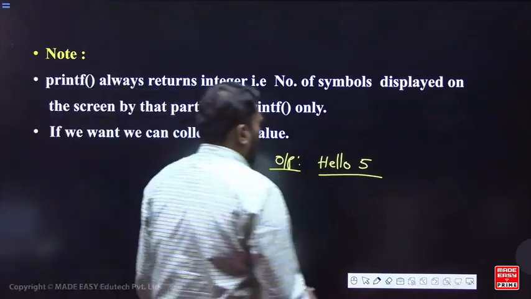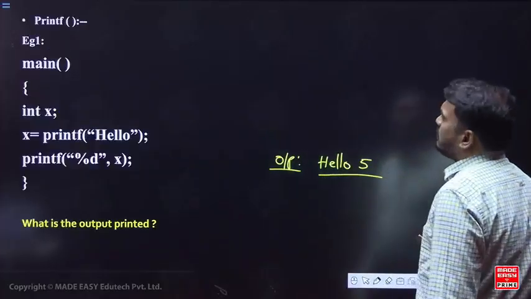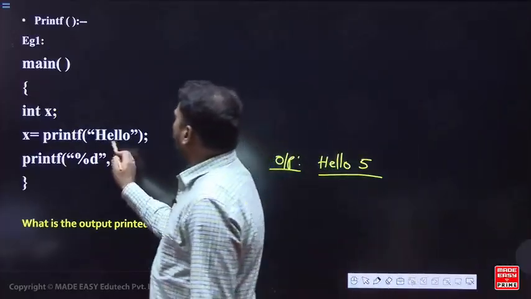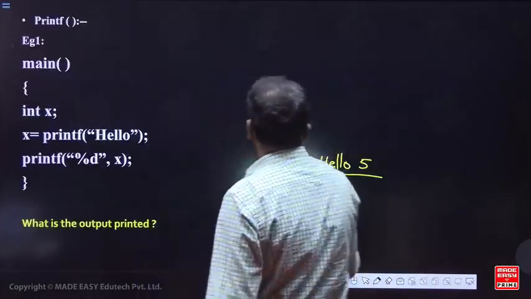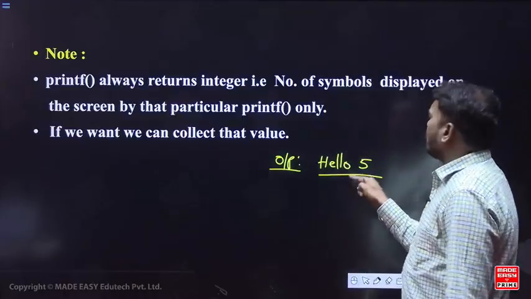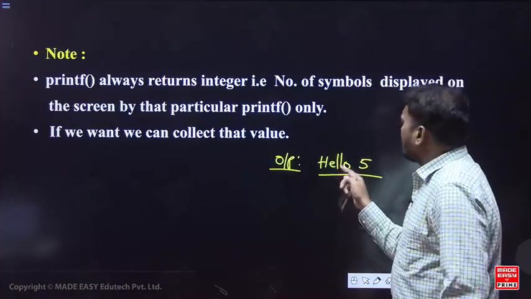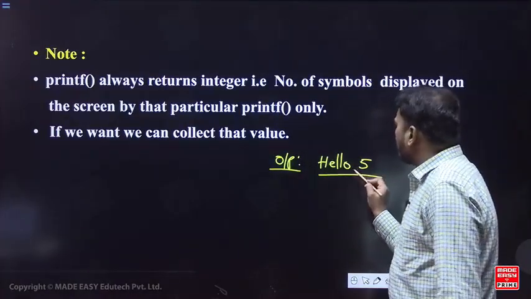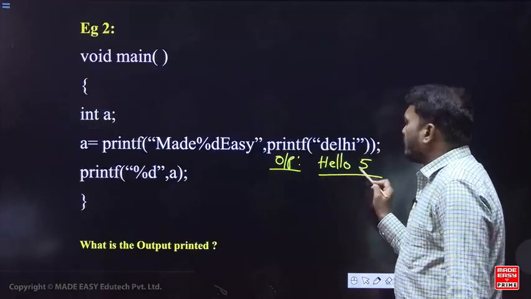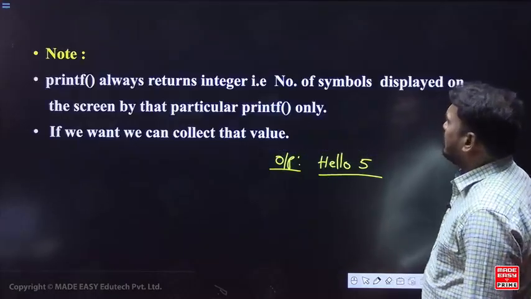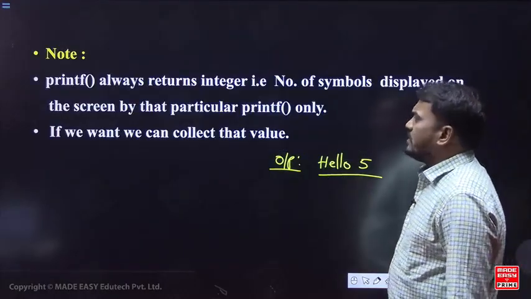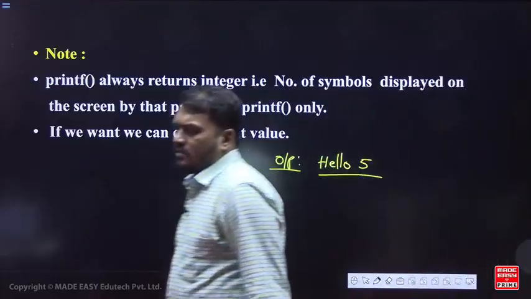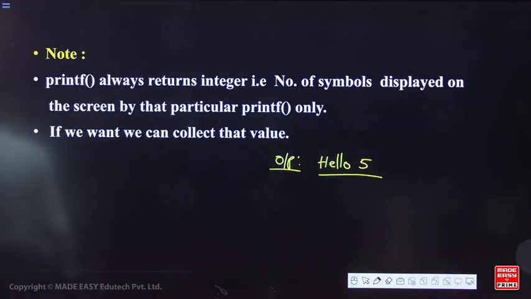There is no space. Just ignore the space. After hello there is no space. After hello there is no space here also, and there is no space here also. In the output also there is no space. Just for clarifying, I am writing the space here. Okay, there is no space. Please understand, hello 5 will be printed. There is no space. In case the space is given, it will be counted.